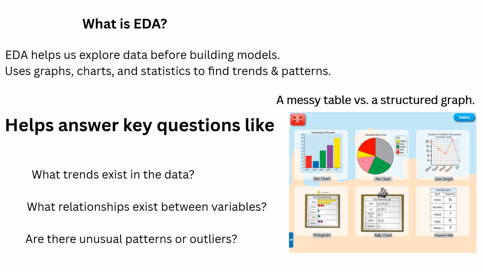The second question is what relationship exists between the variables. For example, do people who watch science fiction also love documentaries? And the third question that arises is, are there unusual patterns or outliers? For example, is there a Netflix user watching thousands of movies a day?